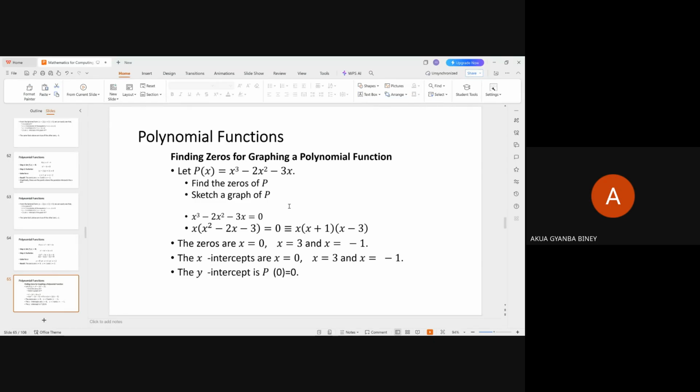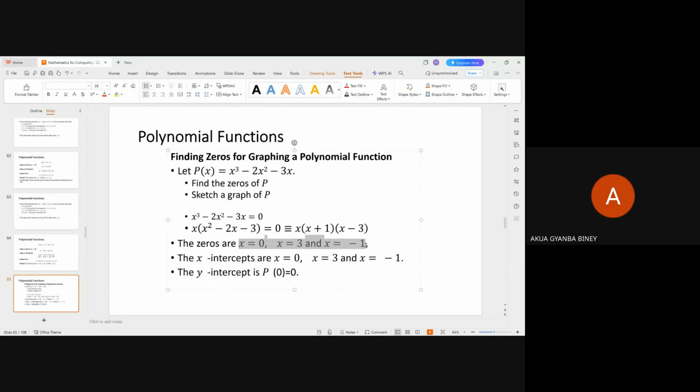So still on finding the zeros for graphing a polynomial function. Let p of x be equal to x cubed minus 2x squared minus 3x. Find the zeros of p and sketch the graph. Likewise, we did the same: factorize, solve what is there, and we got the zeros. So the x-intercepts are 0, 3, and minus 1.